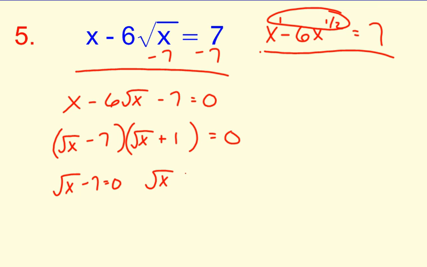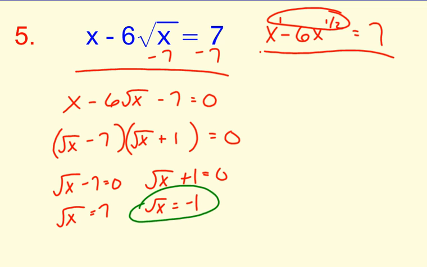The square root of x plus 1 equals 0. I add 7 to both sides. I subtract 1 from both sides. Hopefully at this step, before you square, is where you want to check to see if you have any that aren't going to work.